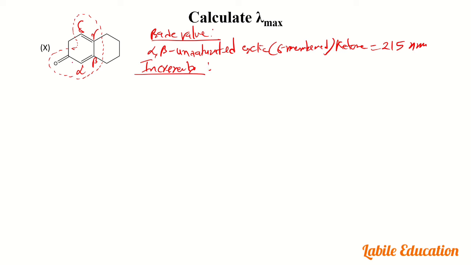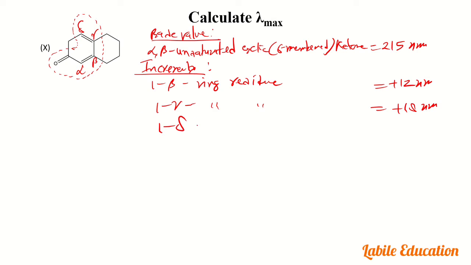will be, right, at alpha there is no alkyl group, at beta there is one cut, it means one beta, and this is part of the ring residue. So that will contribute 12 nanometer. And now at gamma there is one ring residue, one cut, so one gamma ring residue will contribute 18 nanometer. And at delta there is one cut, so one delta ring residue will contribute 18 nanometer.